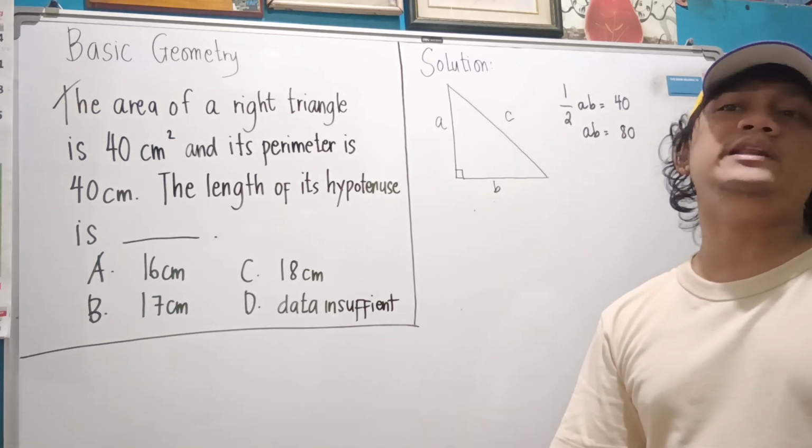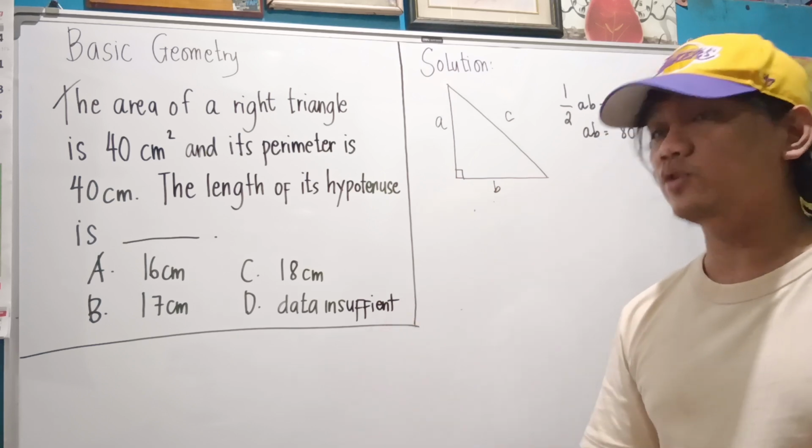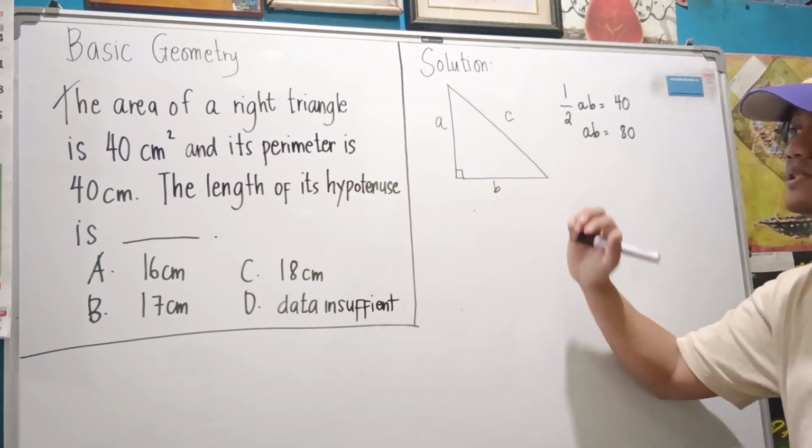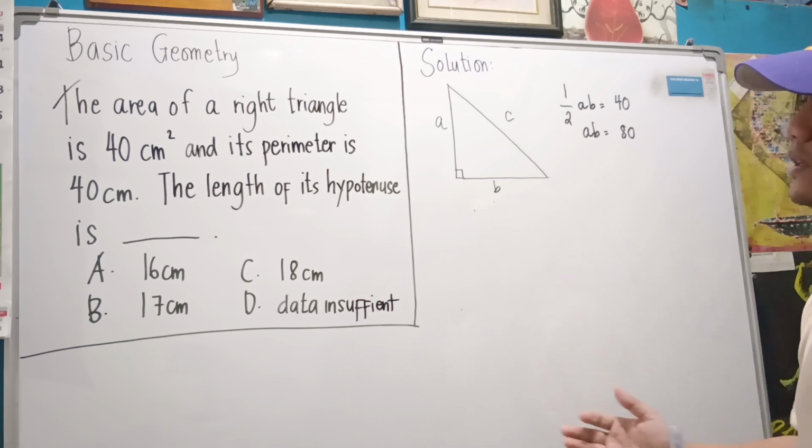So why did you solve for 80, Sir IJ? Let's see later, because we will need this one in our succeeding equation, or in the next equation.